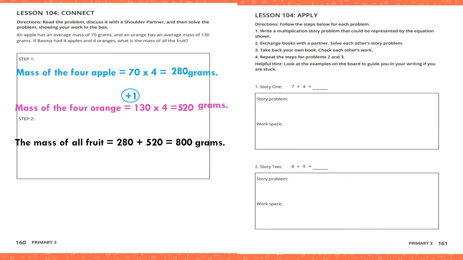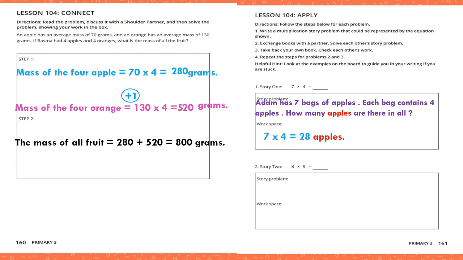Now let's move to the applying part. Write a multiplication story problem that could be represented by the equation shown. So 7 times 4. The story problem will be: Adam has 7 bags of apples. Each bag contains 4 apples. How many apples are there in all? So, to know the total number of apples, we will multiply the number of bags by the number of apples in each bag. So, 7 times 4 equals 28 apples.